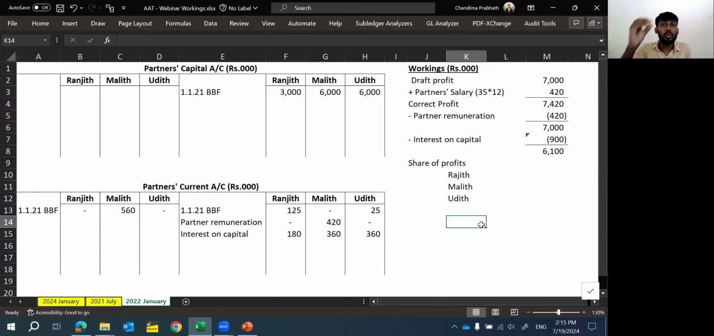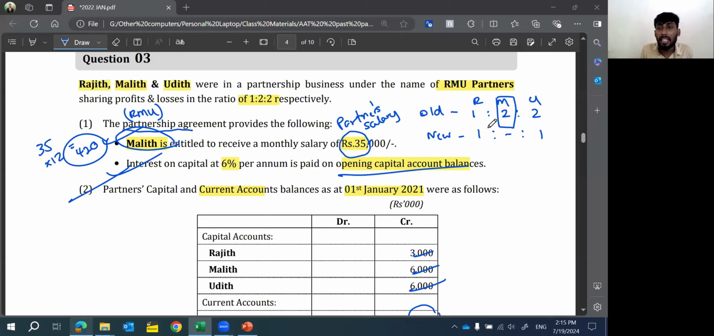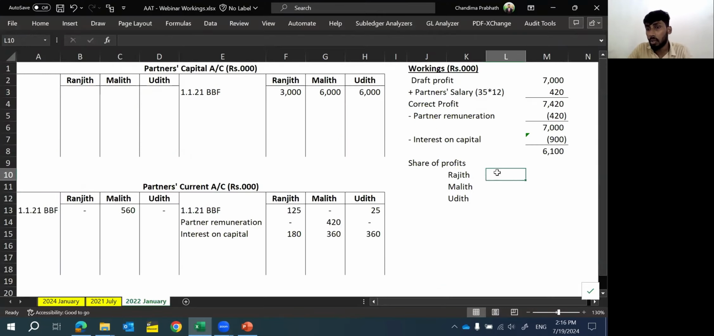Now we need to give a profit share to Malik and Udit both, that means all three. All three profit shares can be given using the old profit sharing ratio. Otherwise, in the new one, nothing is allocated to Malik. Therefore, we need to appropriate the profit using the old profit sharing ratio, 1, 2, 2. That means 5 altogether.